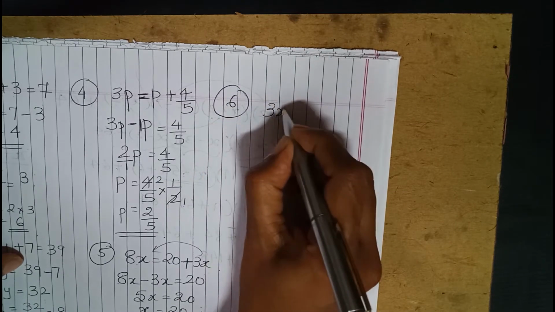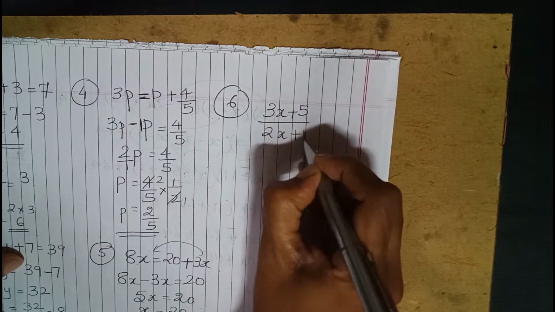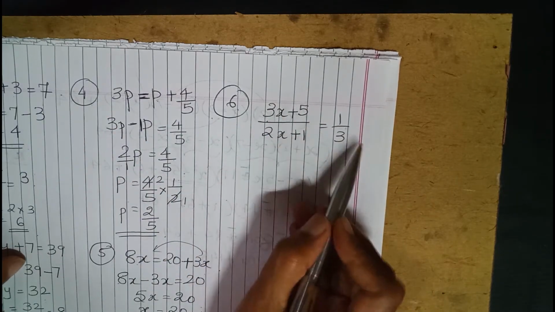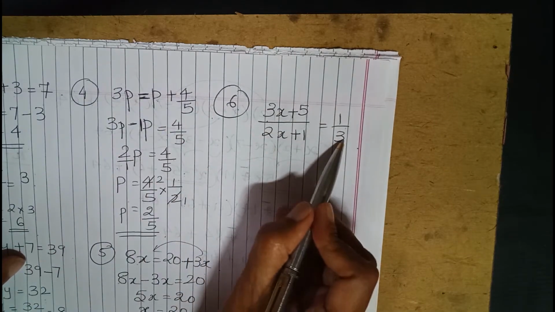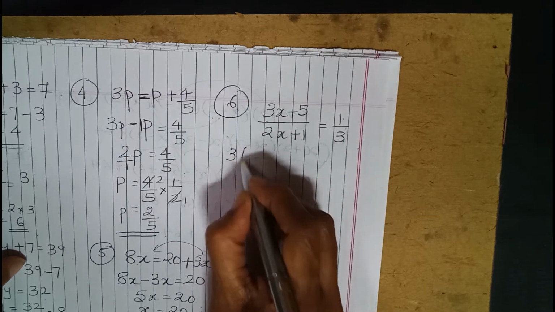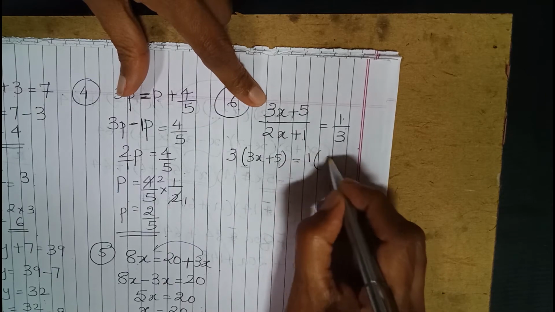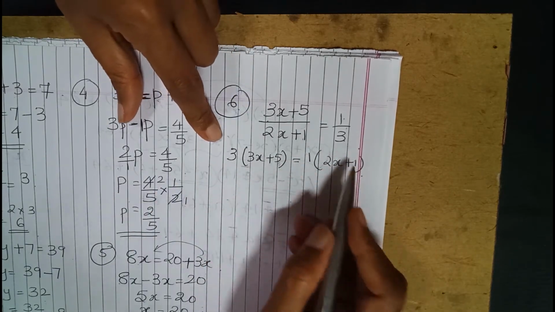Let us say I have (3x plus 5) upon (2x plus 1) is equal to 1 upon 3. Now you can see both the sides are having a ratio. To solve this, we cross multiply. We multiply 3 with this ratio and 1 with this ratio. So what we get is 3 times (3x plus 5) is equal to 1 times (2x plus 1). Okay. Now to solve this, we have to open the bracket.